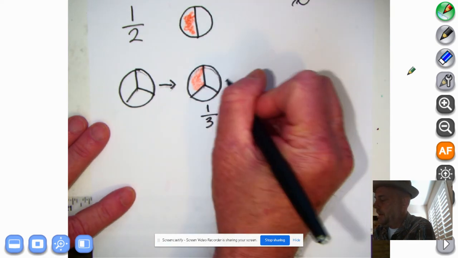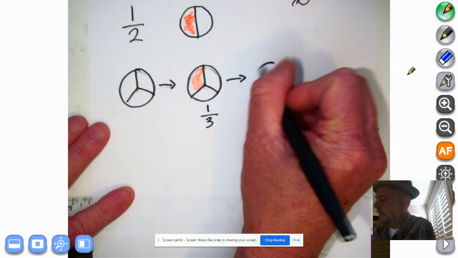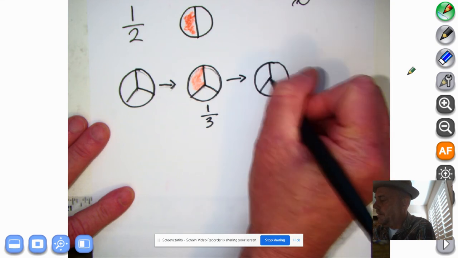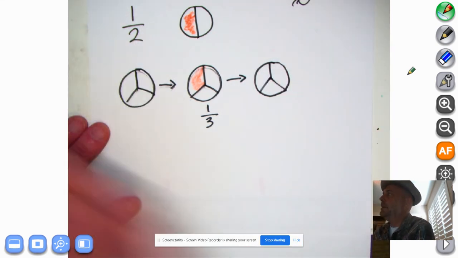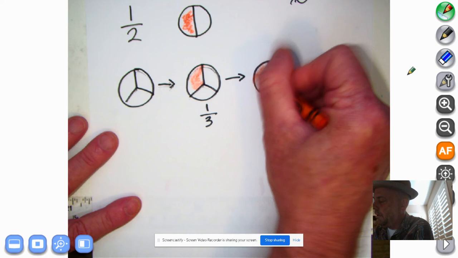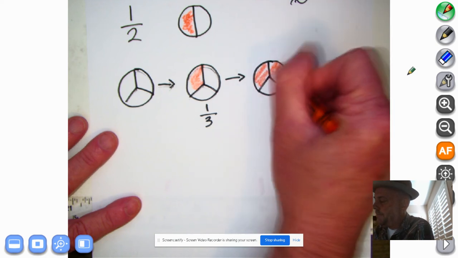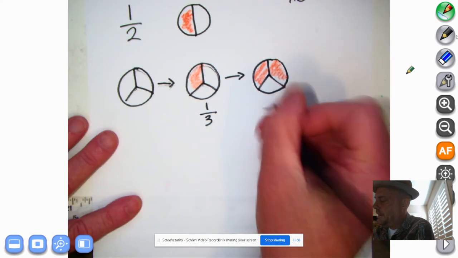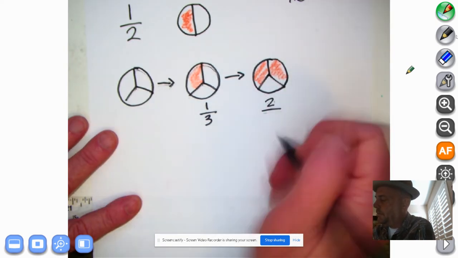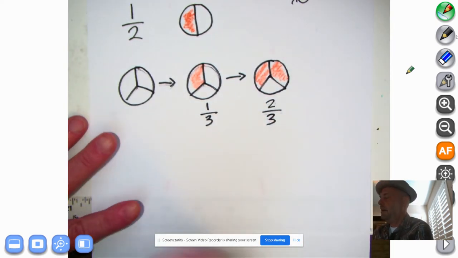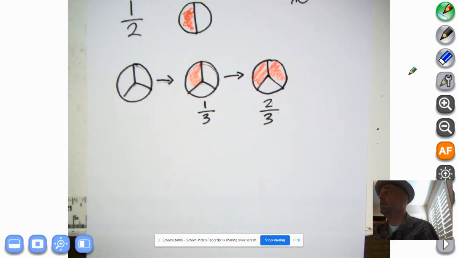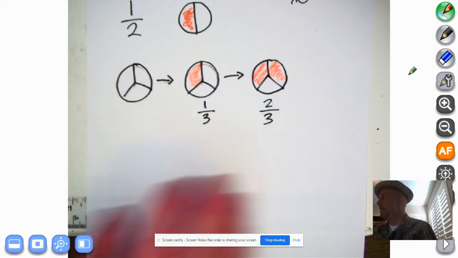And we'll continue on and make another circle. Sometimes I put a dot in the middle there, maybe make it a little simpler. And this time around, let's shade in 2. So what do we have here? We have 2 shaded in, right? Out of a total of 3 equal parts. So we have 2/3. If I were to continue going, I'd wind up with 3/3 or 1 whole, correct? Yes.